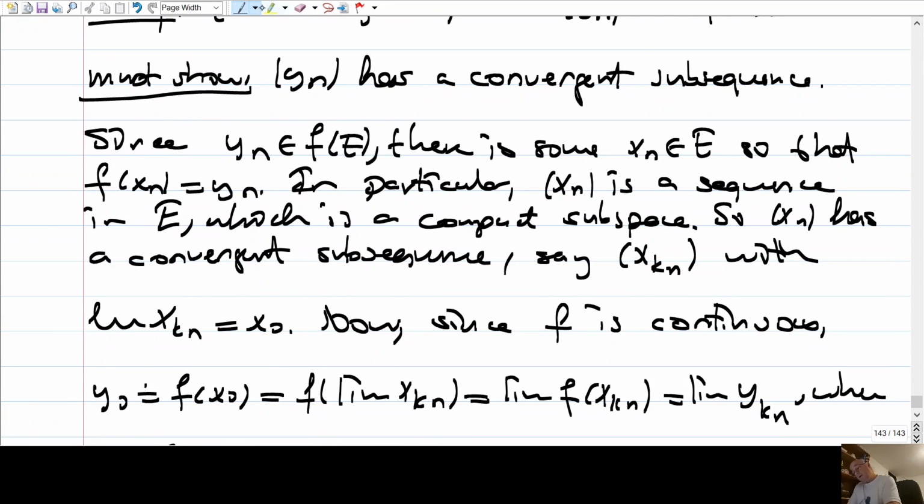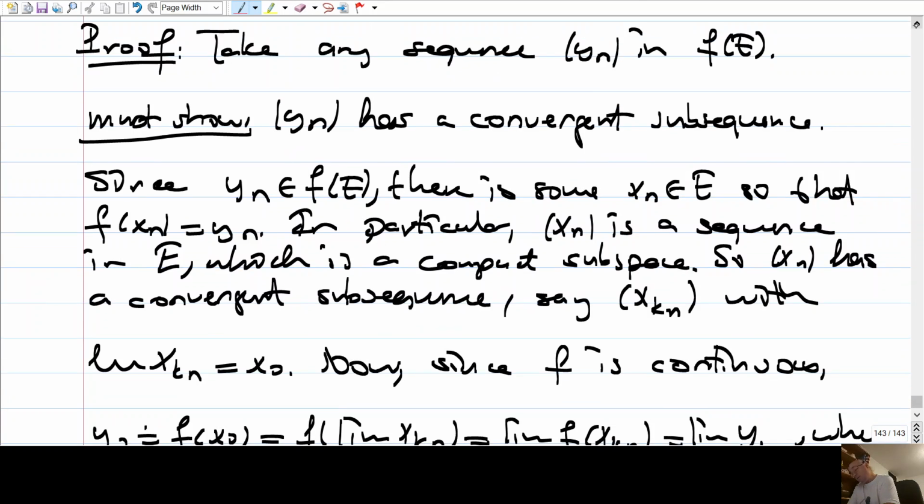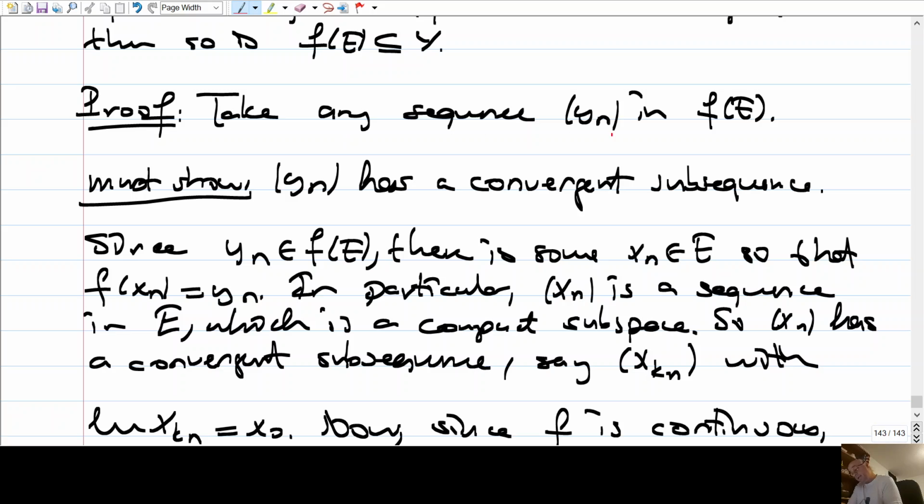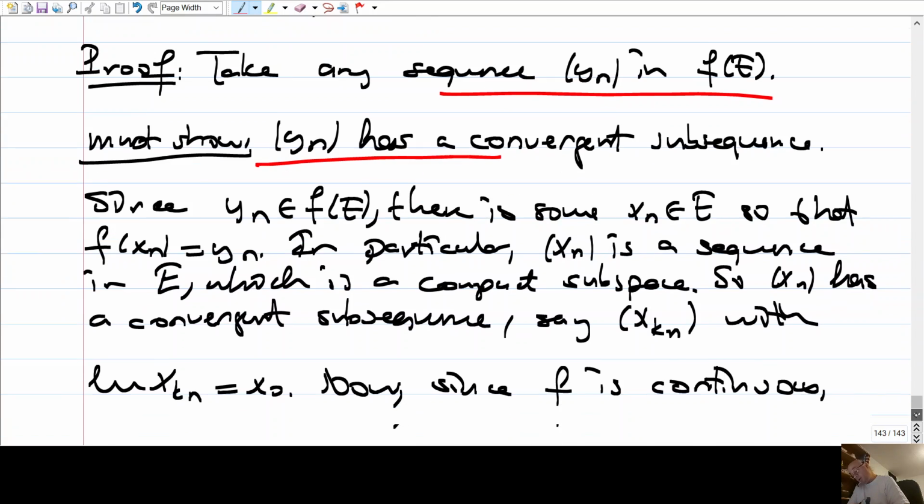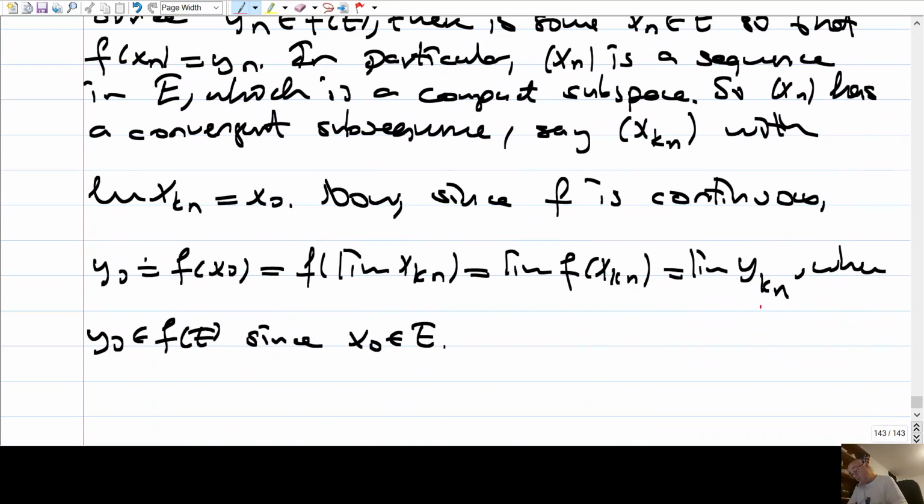So we have obtained a subsequence of y_n which is convergent, right? I started with this sequence, take any sequence, and I must show that y_n has a convergent subsequence, and here is the convergent subsequence. So this finishes the proof.